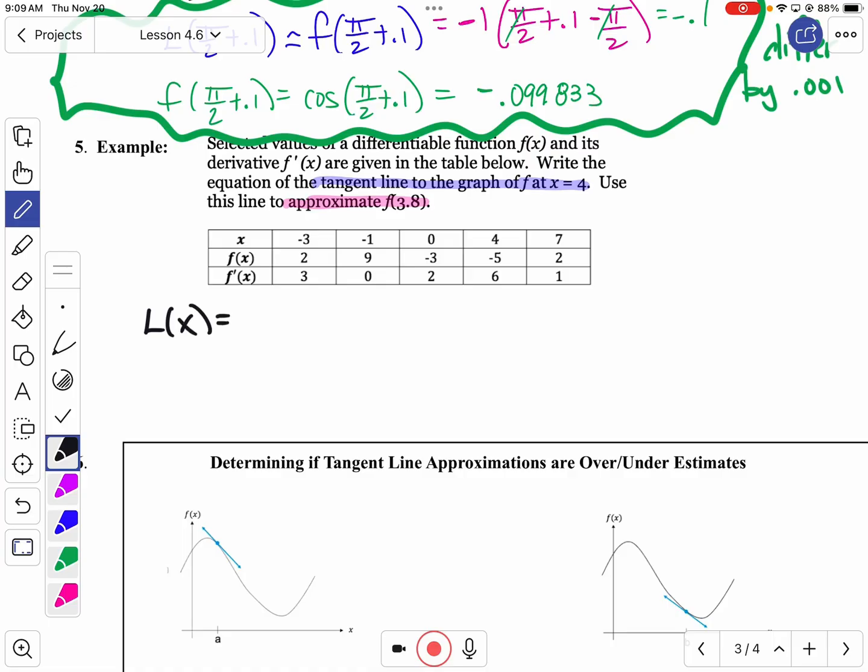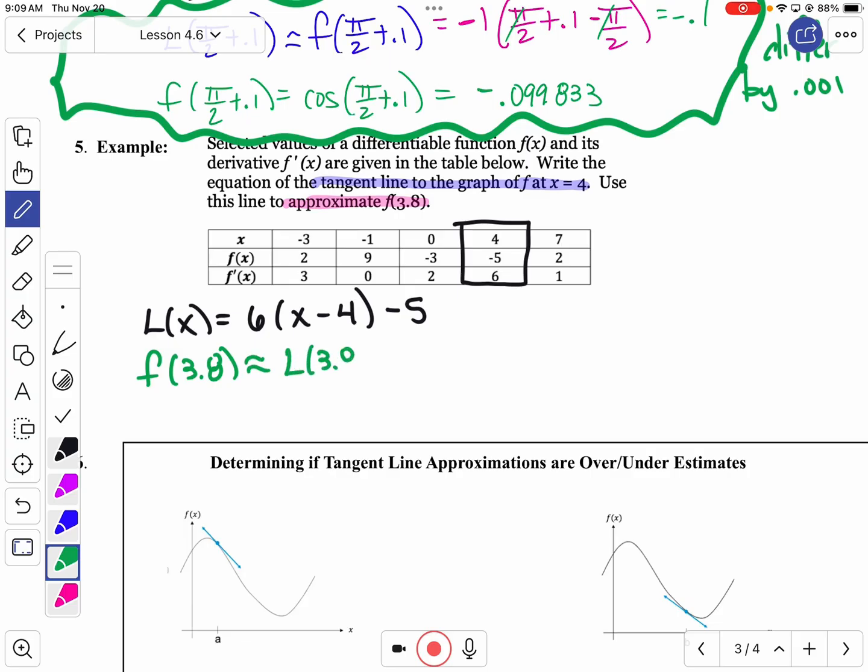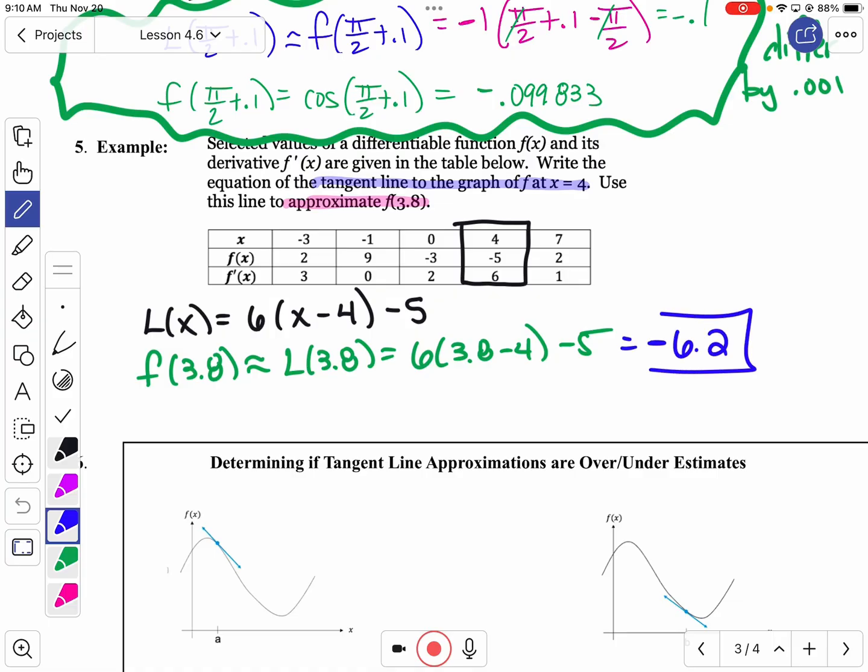All right, so let's pick out what we need out of this table. We're writing the equation of the tangent line at x equals 4. So this is the column that I need. What's my slope at 4? 6. My x value is 4. And then what's my y value at 4? -5, okay? So that's my equation, right? Now we want to approximate. F at 3.8 is approximately L at 3.8. So 6 times 3.8 minus 4 minus 5. And what do we get for that? Negative 6.2. There you go.